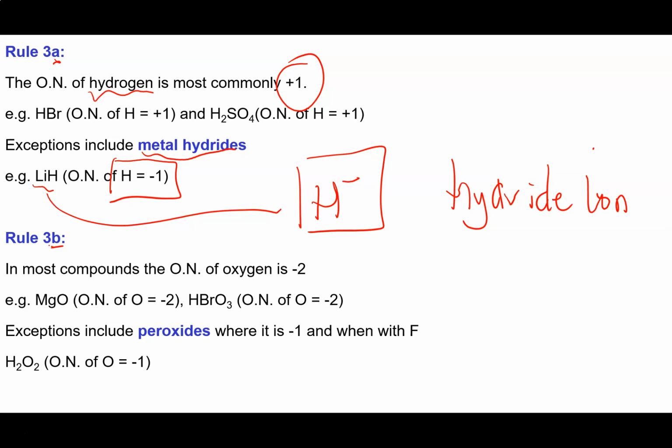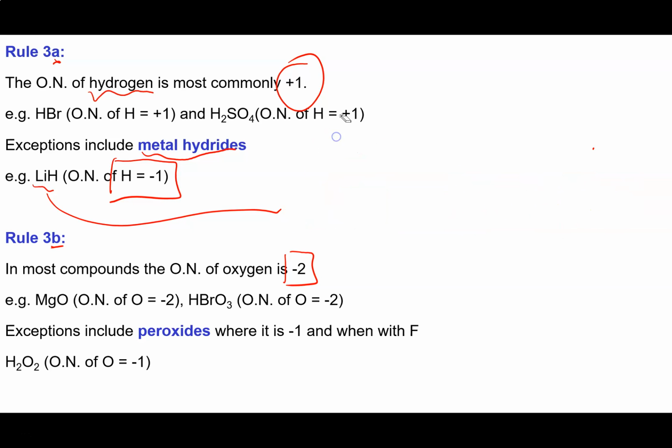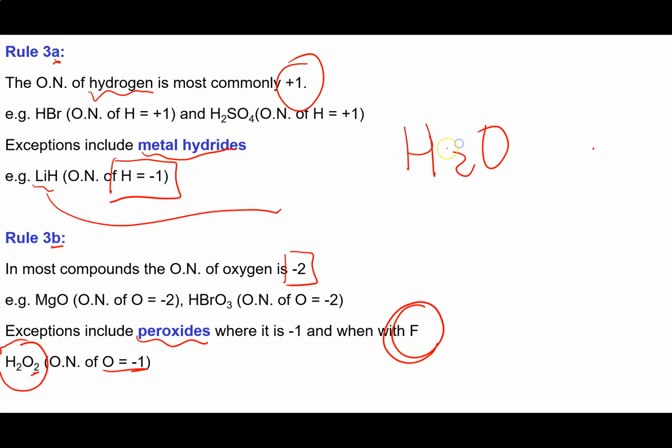The next part of this rule applies to oxygen in compounds, and in most compounds, oxygen has an oxidation number of -2. But there are a couple of exceptions: peroxides, the most famous being H2O2, where oxygen has an oxidation number of -1, and when oxygen is combined with fluorine, then we're going to have to use other rules to figure out the oxidation number of oxygen. So if I had the water molecule, I would recognize that this is not hydrogen peroxide, this is not in the presence of fluorine, so oxygen is going to have the oxidation number of -2.